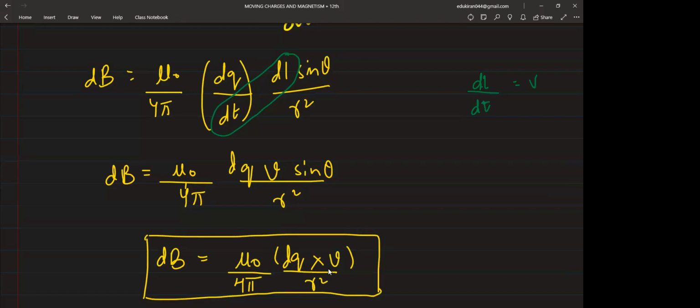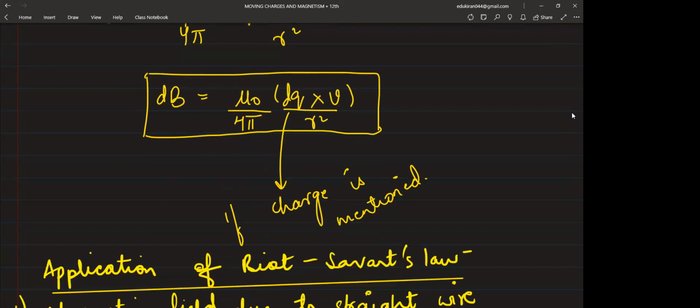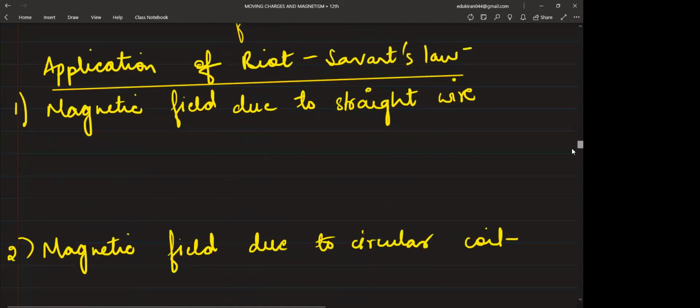dq cross v by r square. All right, so this is the vector form in terms of charge, if charge is mentioned. Okay, now we'll start with another derivation, the applications of Biot-Savart's law.